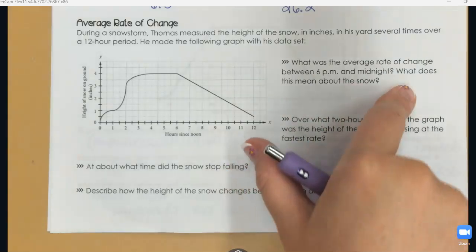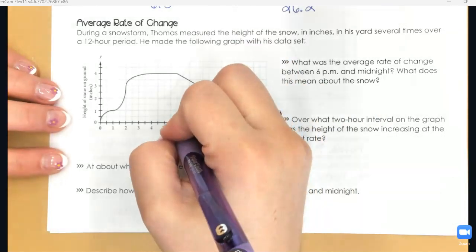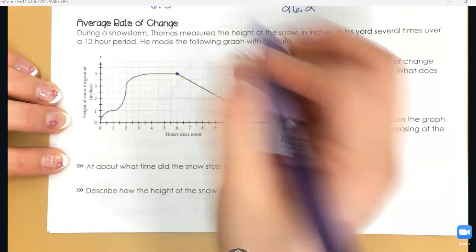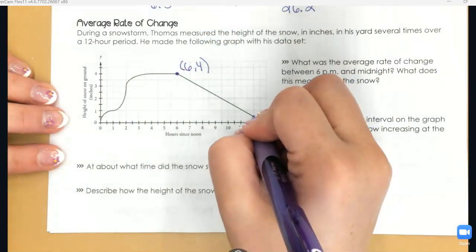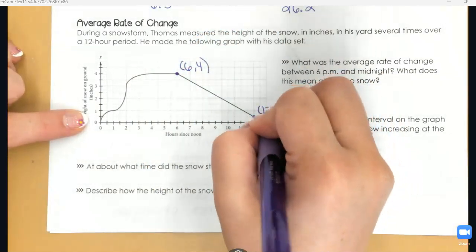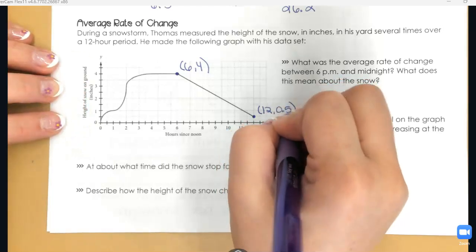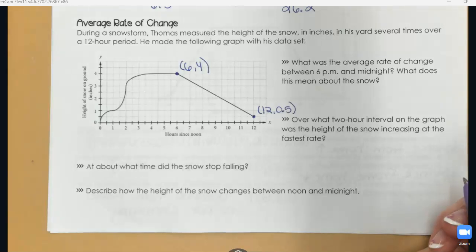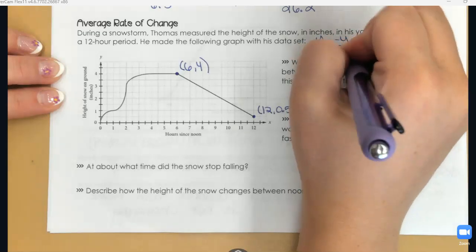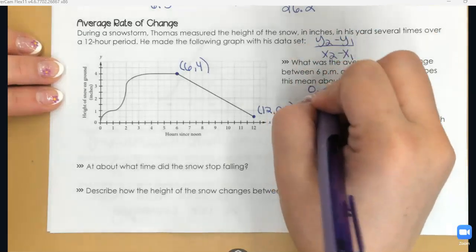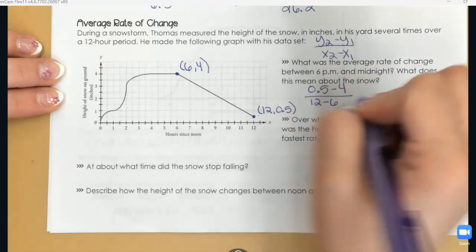So what is the average rate of change between 6 p.m. and midnight? I'm going to look at 6 p.m., which is here. This is the point 6, 4. And midnight is here. This is the point 12, 0.5. This is in increments of half. So to calculate that rate of change, I'm still going to do y2 minus y1 over x2 minus x1. So that will be 0.5 minus 4 over 12 minus 6.